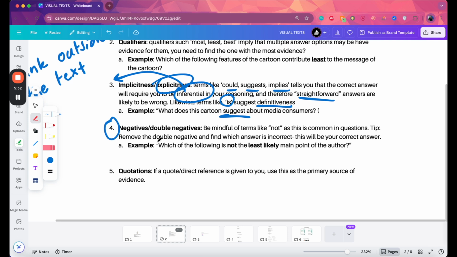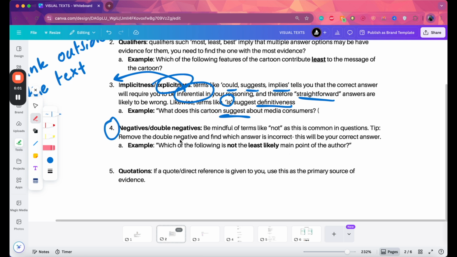Next, we're going to go into negatives and double negatives. Be really mindful of terms like not. If you were looking for the answer to a question and you didn't read the not part, you're going to choose the wrong answer, because you're going to choose the answer that is true when really the question is asking you for what's false. So just a tip, remove the double negative and find which answer is incorrect, and this will be your correct answer.